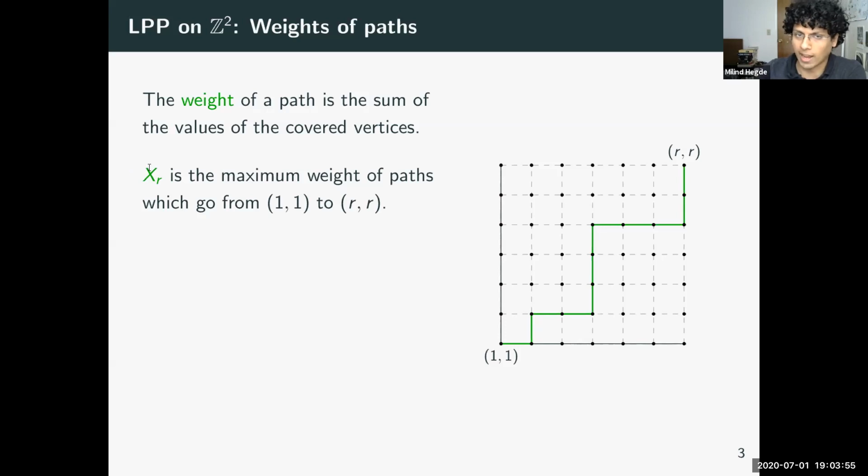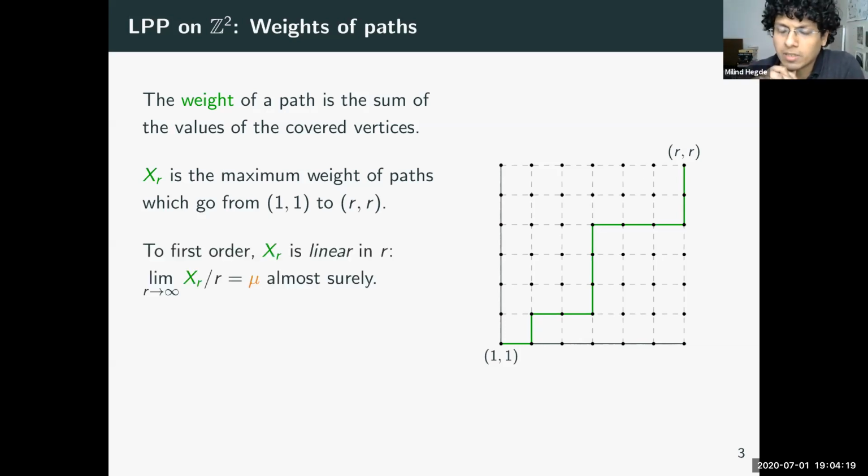So in the entire talk, X_R is going to be the maximum weight between these 2 points. And of course, this is also attained by some particular path. We will call such paths geodesics, the ones which attain the maximum weight between the 2 given endpoints. So having defined this random number, a natural question is, how does it grow as a function of R?